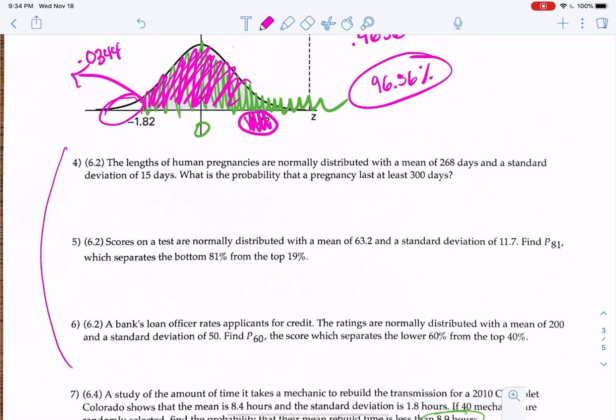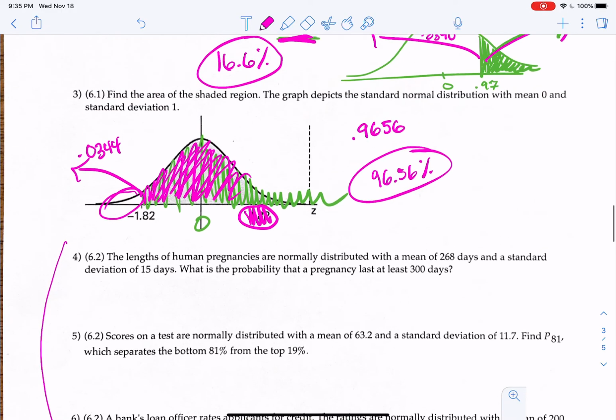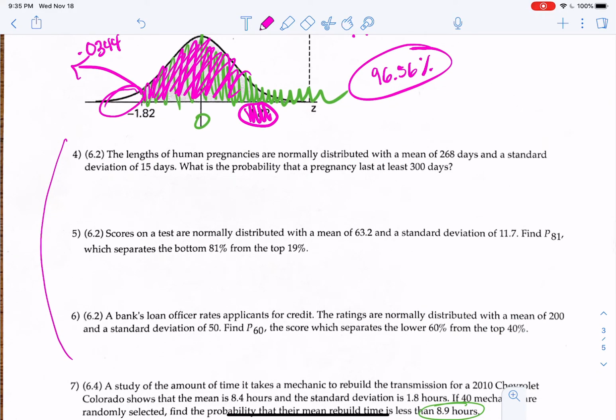Next 3 problems are all from section 6.2. The lengths of human pregnancies are normally distributed with a mean of 268. Anytime they say that, write it down. Mu is 268. Standard deviation is 15. Write it down. What is the probability that a pregnancy lasts at least 300 days?